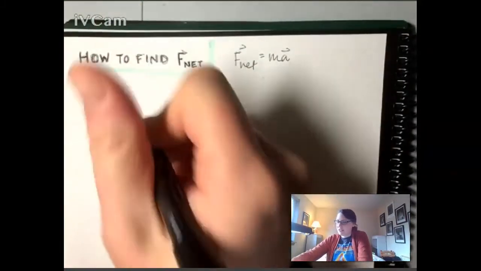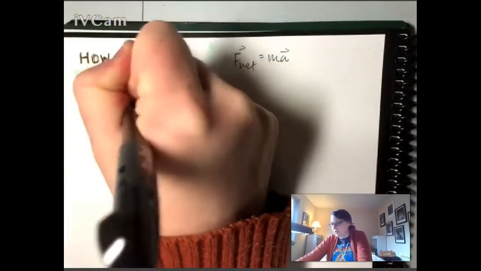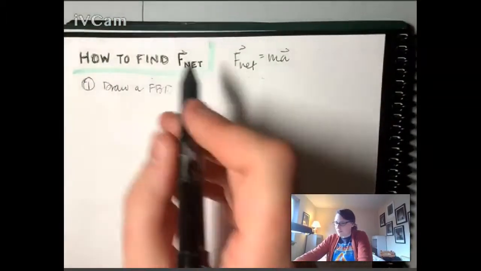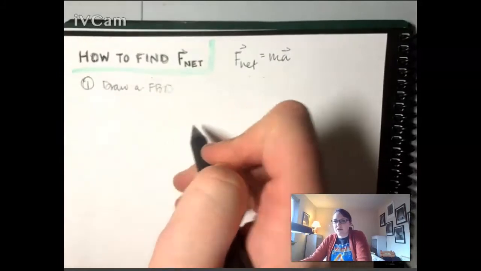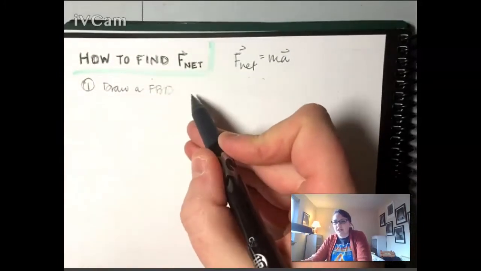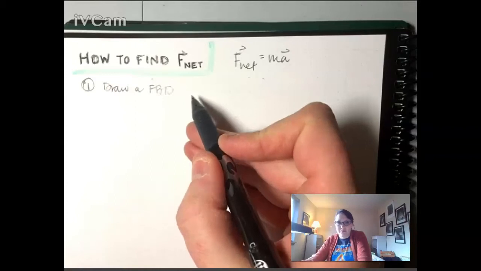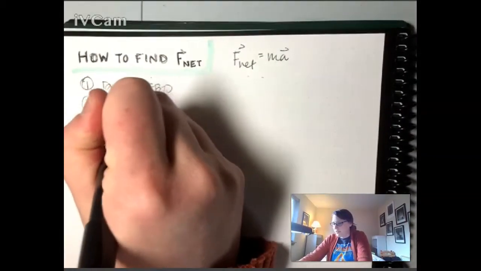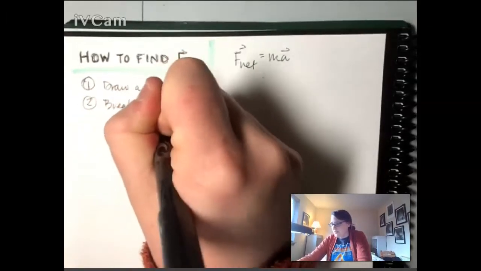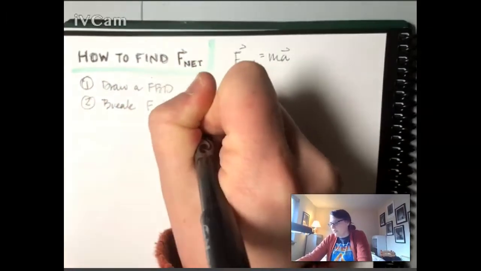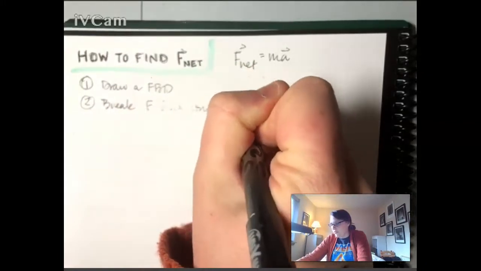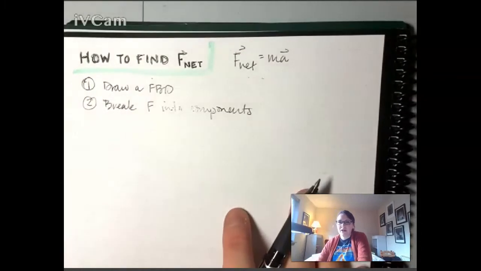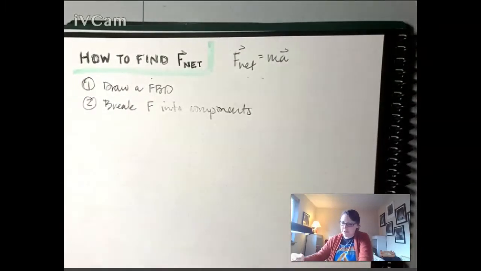The first one is that you always want to draw a free body diagram, right? So the first thing you're always going to do is draw that free body diagram. Try to draw it as accurately as you can and include as many details and labels. Second thing that you're going to do is you're going to break your forces into components. So you're going to look at every single force that you have there in your coordinate system, and you're going to figure out what the x and y component of each of those forces is.